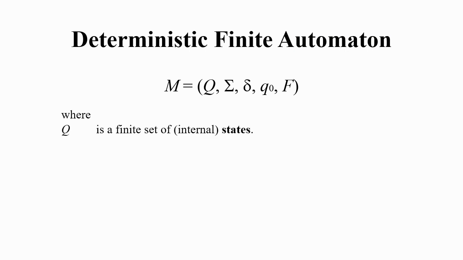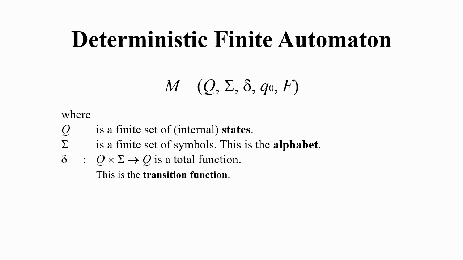Deterministic finite automata. The singular form of automata is automaton. It is defined by the 5-tuple Q, sigma, delta, Q0, and F, where Q is a finite set of internal states, sigma is a finite set of symbols, it is the alphabet, delta is a total function from Q times sigma to Q, this is also called the transition function.